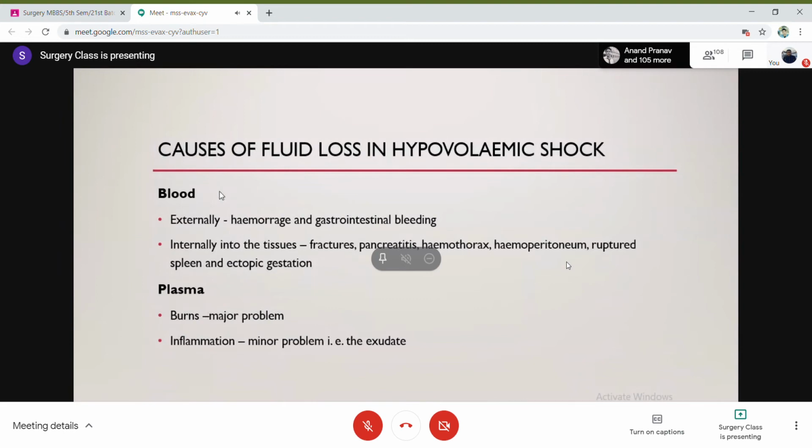The other cause of plasma loss is inflammation. If you have any inflammation, either minor or major, you have the exudate. In fact, in pancreatitis, the inflammation is so much, as I just mentioned earlier, you can lose up to 6 liters of fluid into the peritoneum. Are you following me?